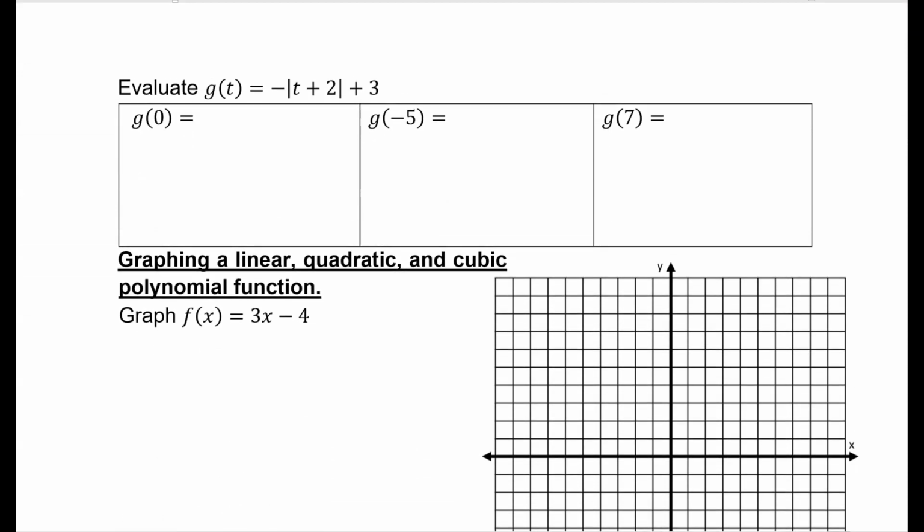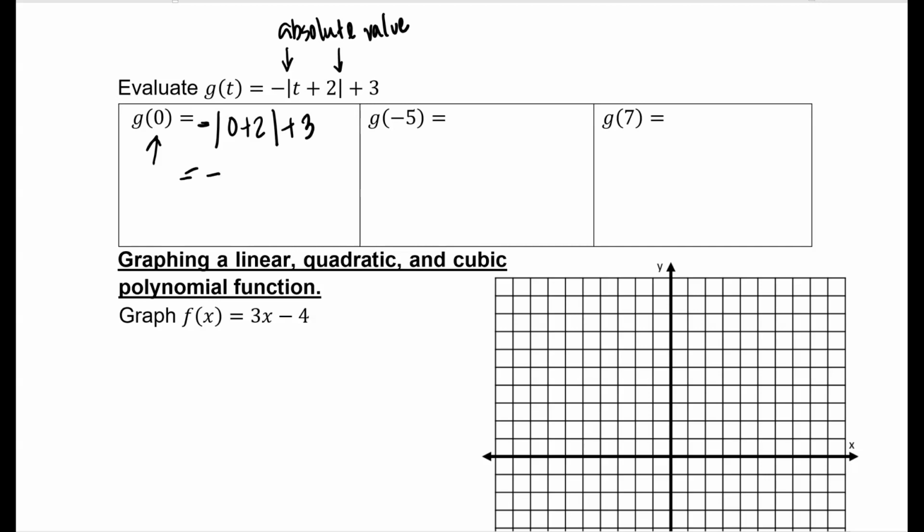g of t equals negative... Do you know what these symbols mean? Absolute value. Absolute value basically means the distance from 0 on the number line. But what we're going to do, we're going to replace the t's, because we notice we're dealing with t's, with 0 here. So negative absolute value 0 plus 2, close the absolute value symbol, plus 3.